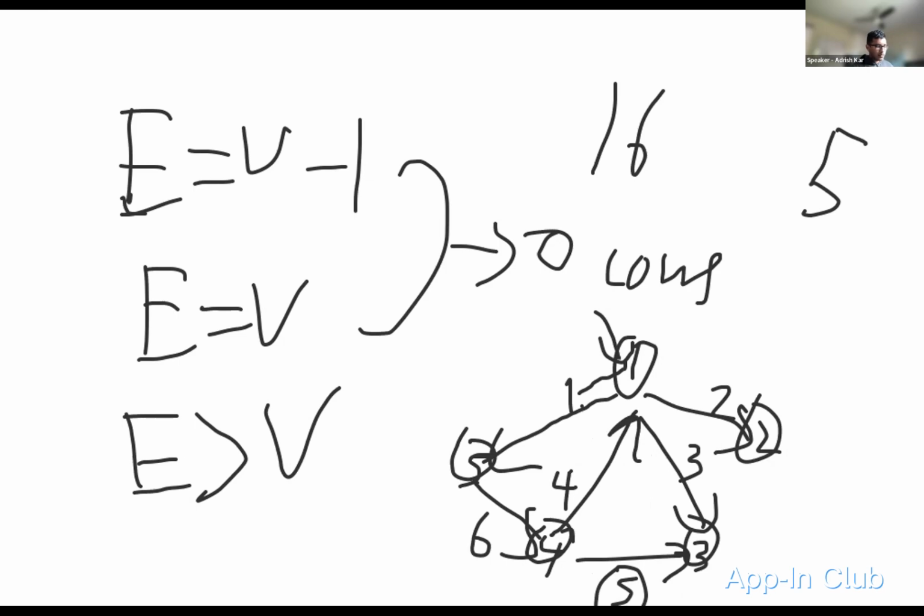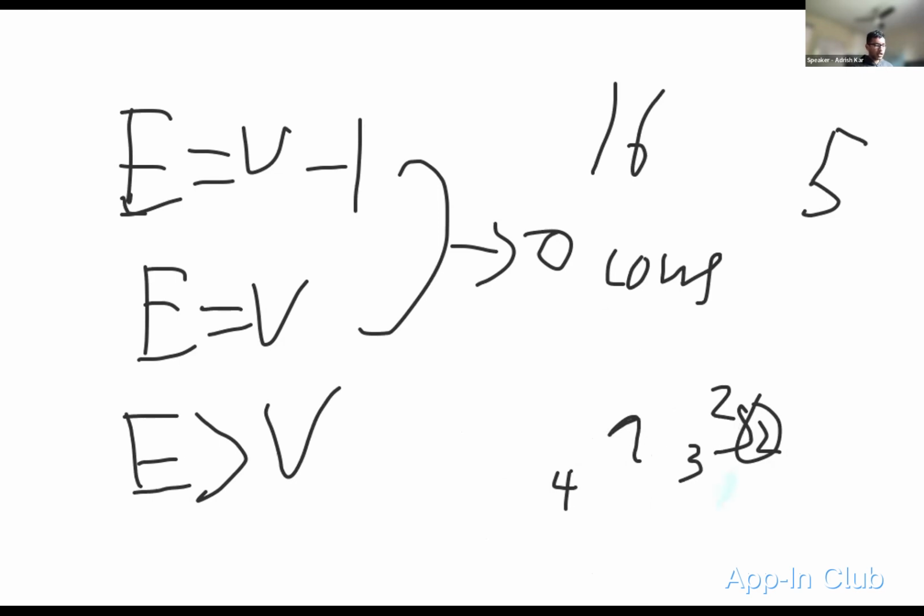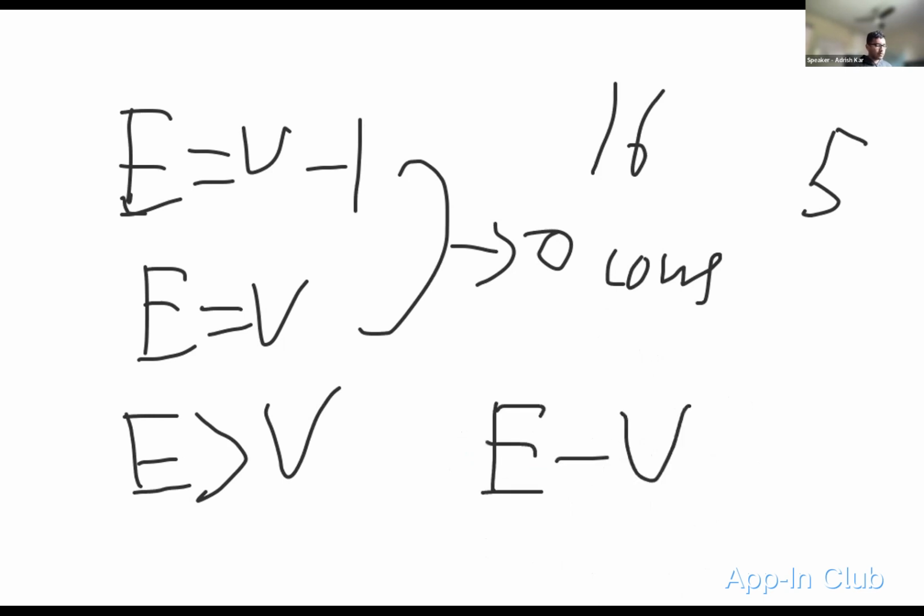So in the case of E greater than V, the answer that we obtain at the end is that the number of cows that go hungry is E minus V. In these two cases, if you're wondering why we haven't included the case where E is equal to V minus 2, it's because that's just not possible. Then we'd have a disconnected component.